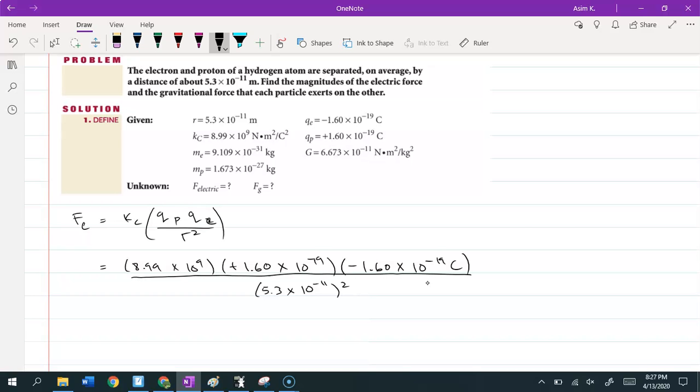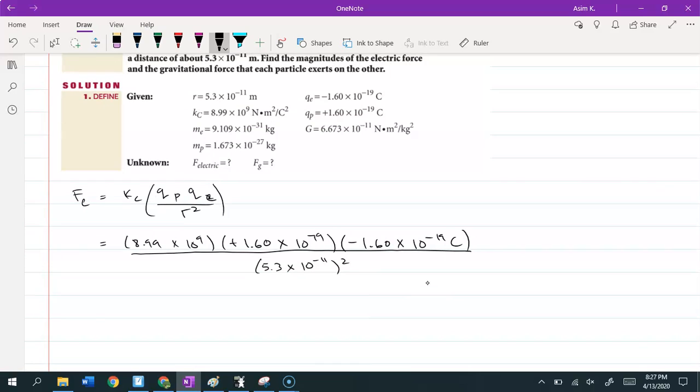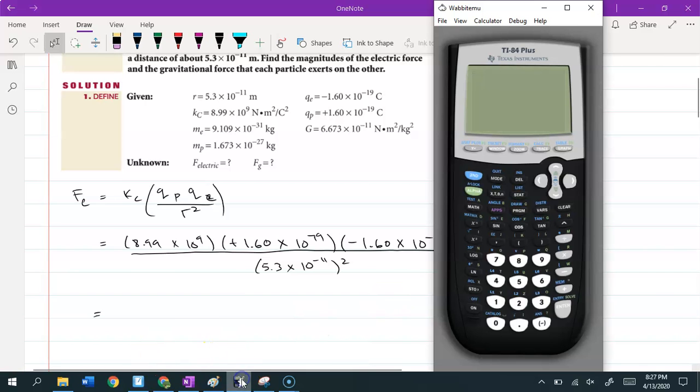As intimidating as the formula looks, and the numbers look very small, and the constant looks really big, it all really is going into your calculator. I just want to take a moment and make sure you're able to put this in your calculator just fine.